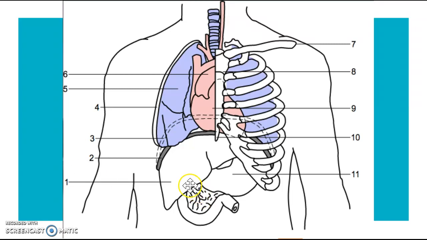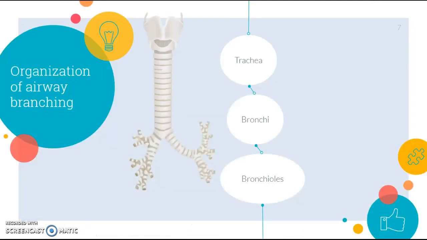Okay, and then on here we have 2 indicating where our diaphragm is resting, and then it can decrease the amount of space within our thoracic cavity, basically, which condenses the lungs, and that can help with our inspiration. All right, and here we go.